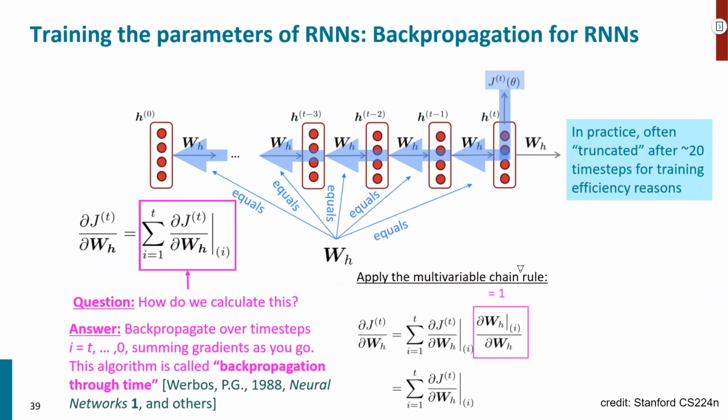And you can have a look at this on your own, backpropagation through time. This is quite simple, okay? And in practice, often truncation means after 20 time steps, okay? And we are going to implement this backpropagation through time in the implementation session, so don't worry too much if you don't understand what it means.